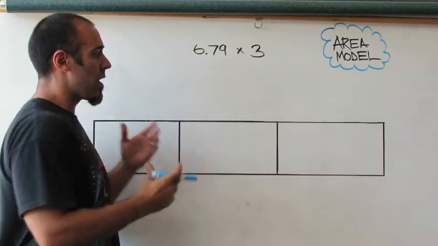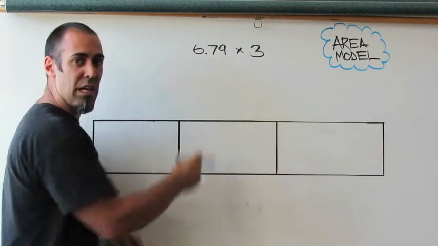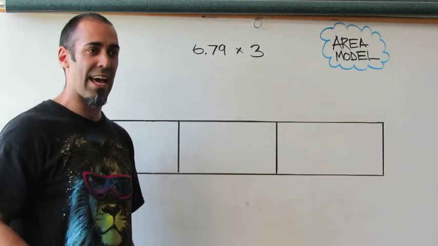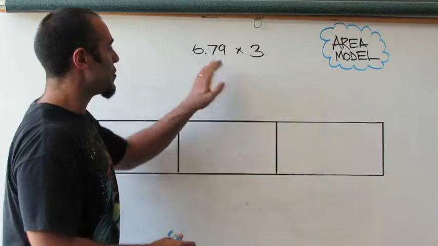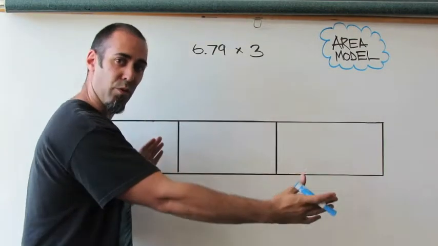To show this problem, we're going to be decomposing this first number. Decomposing is a term that your kids are going to be hearing a lot in our classes, and what it means is to do a problem by separating this out into expanded form.